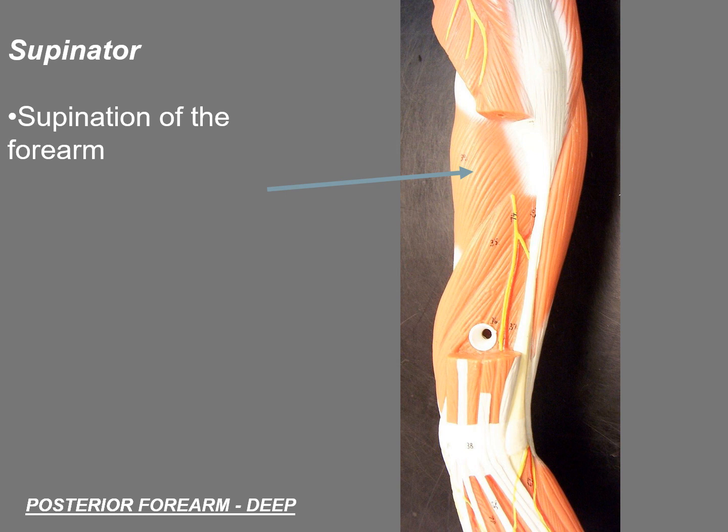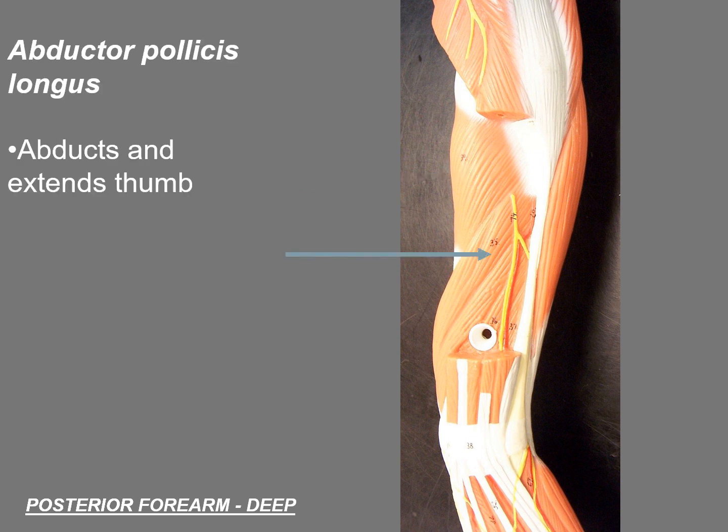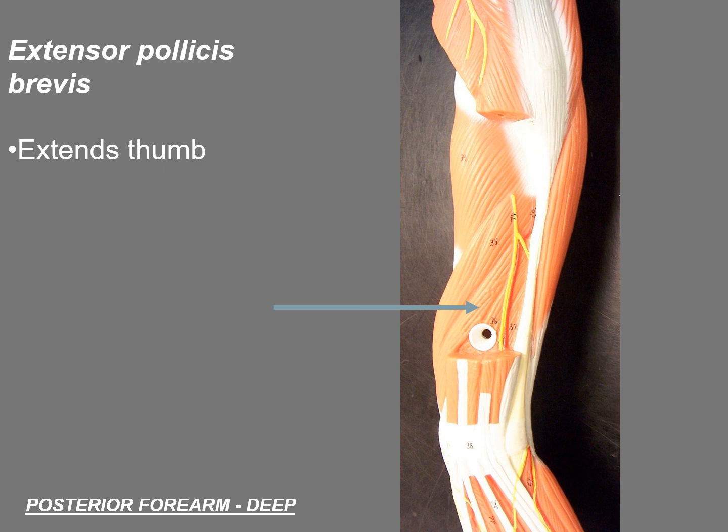The name of the muscle is often telling you what type of movement you would get. So in this case, that would be really helpful. The abductor pollicis longus, once again, the name tells you that it abducts and it extends the thumb. Extensor pollicis brevis, extensor pollicis longus.